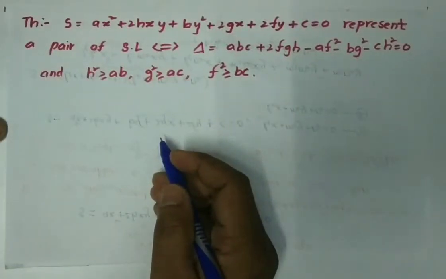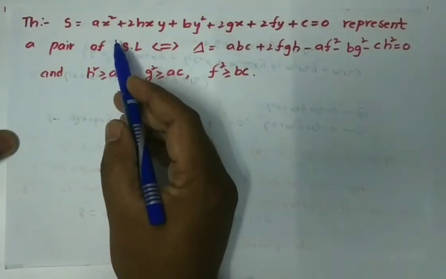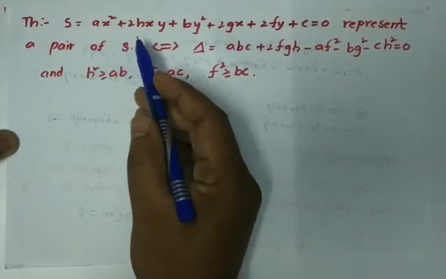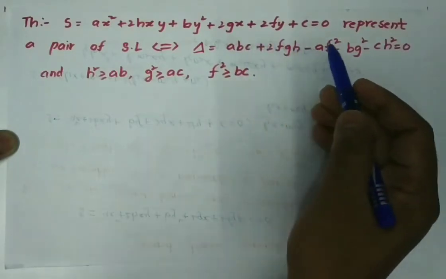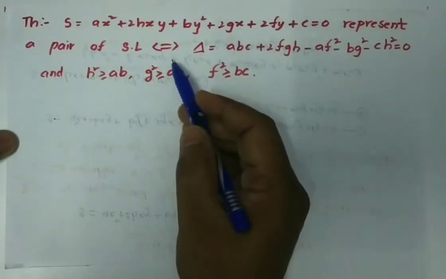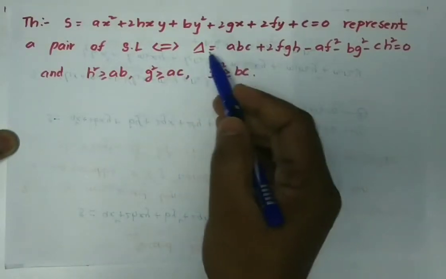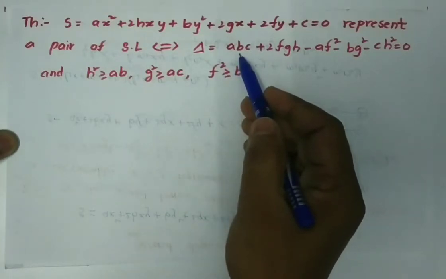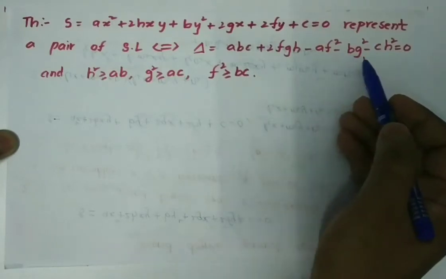Welcome to today's online class. Today we will discuss a theorem statement, that is, if S, which is equal to ax² + 2hxy + by² + 2gx + 2fy + c = 0, represents a pair of straight lines if and only if the condition Δ = abc + 2fgh − af² − bg² − ch² = 0.